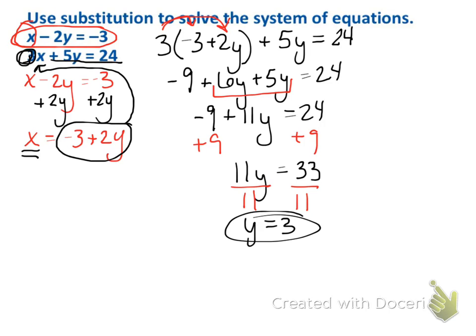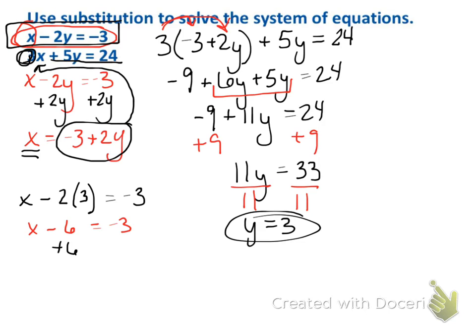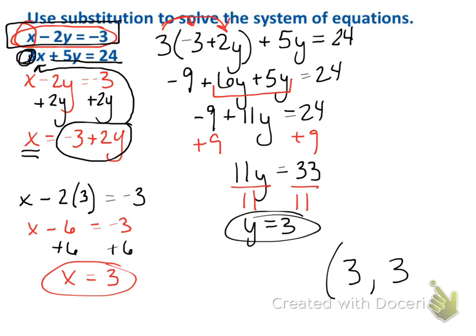Alright, so we know what y is. Now we have to figure out what x is. Which equation makes you happier? Most people are probably going to say the first one. So we're going to do x minus 2y, which is 3, equals negative 3. So I can do a little math there. That gives me x minus 6 equals negative 3. Add 6 to both sides. So x equals 3. Final answer, x comma y, 3 comma 3.